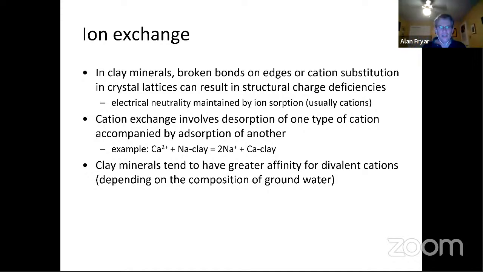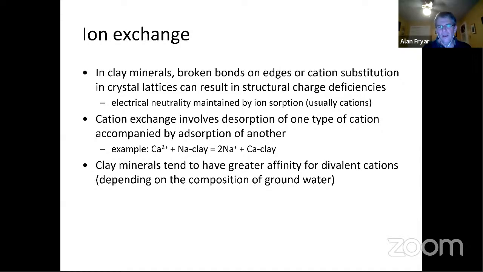So cation exchange involves the desorption of one type of cation accompanied by the adsorption of another. So the example that I showed here is calcium being adsorbed onto a clay that has sodium already adsorbed. And so in effect, the calcium, because it is a +2 charge, kicks off 2 of the sodiums and replaces them because you're maintaining electrical neutrality.